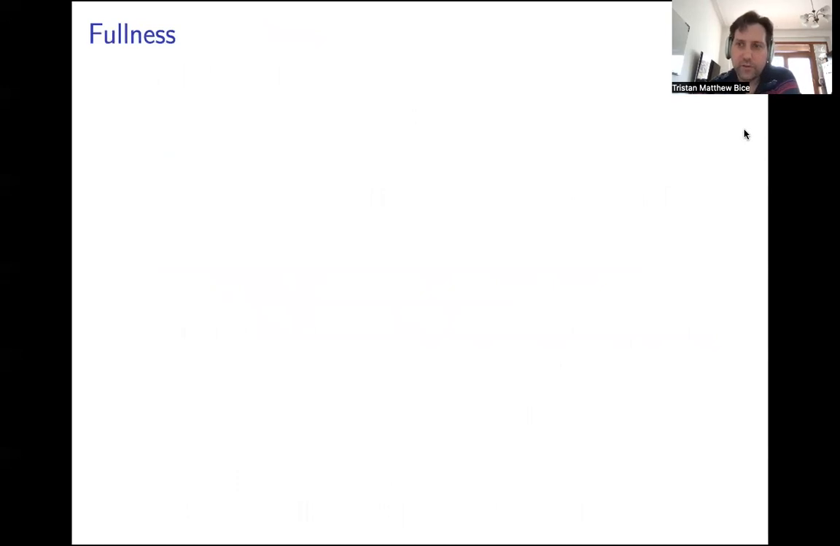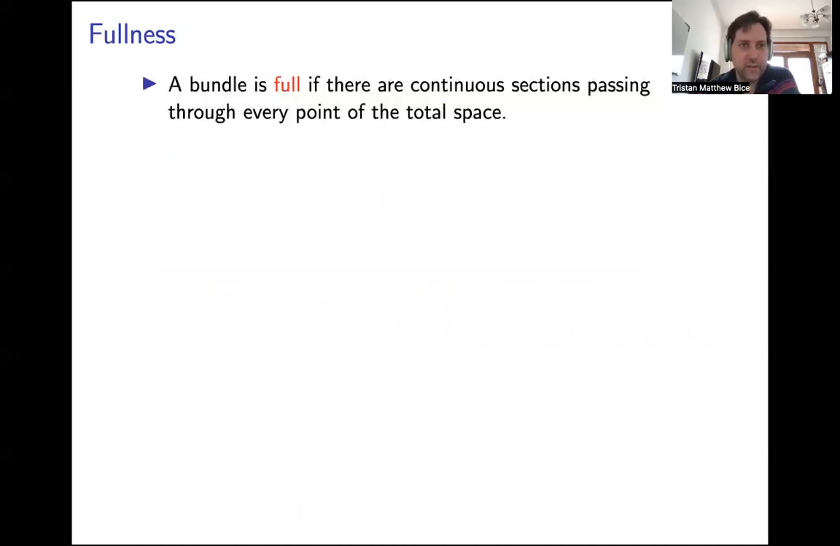And before moving on to some more interesting kinds of bundles, I want to talk about fullness of bundles. So a bundle is said to be full if for every point of the total space, you can find at least one continuous section which passes through that point. In other words, the value at that particular element of the base space of that fiber is indeed this element you started with, the total space.